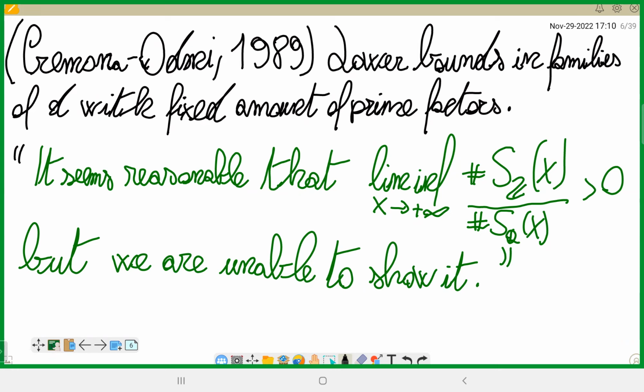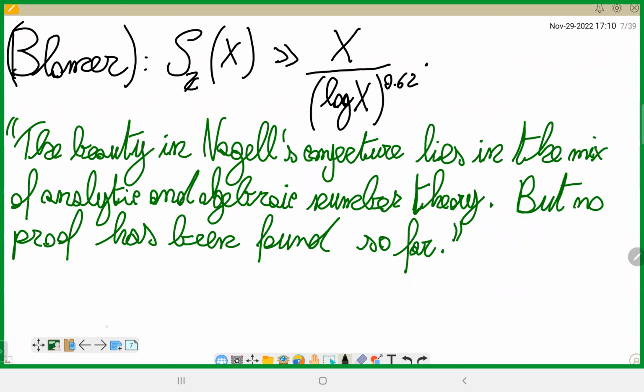So this is a quote from the paper of Cremona and Ottoni. And Valentin Blomer, a few years later, managed to actually at least prove an effective lower bound for SCX. So sorry, here it should be the cardinality of SCX, which is at least basically x divided by log x to the 0.62. And as I will explain in a second, this is essentially 0. The exponent is 0.12 off from the expected exponent. So this is still 0% within SQX.